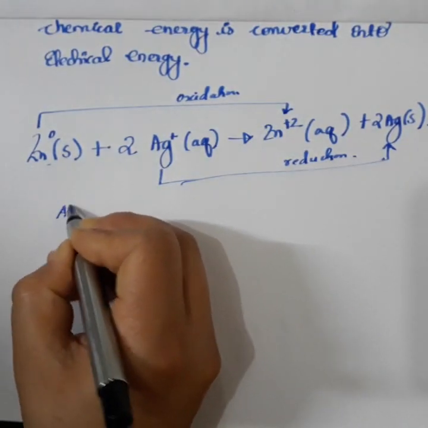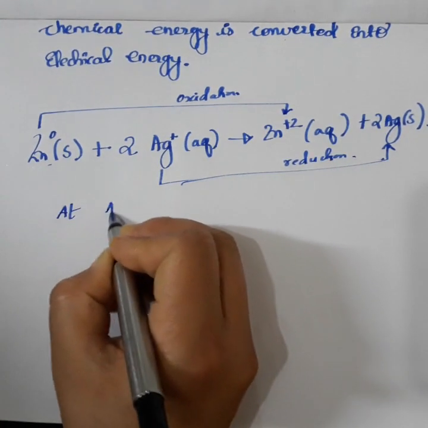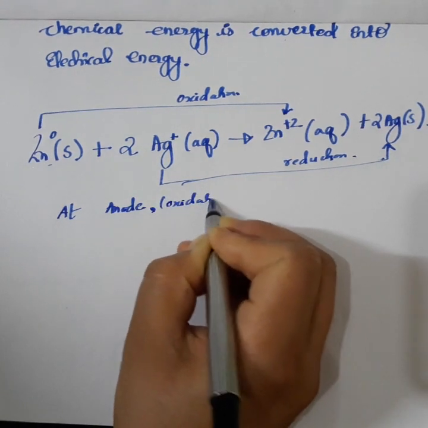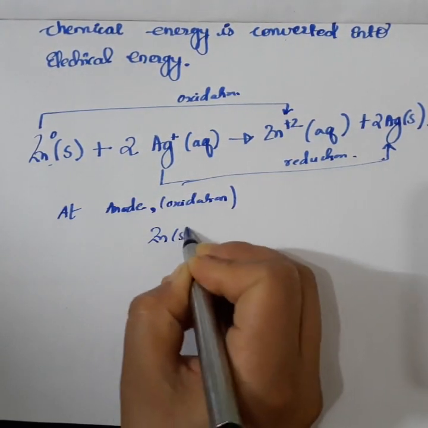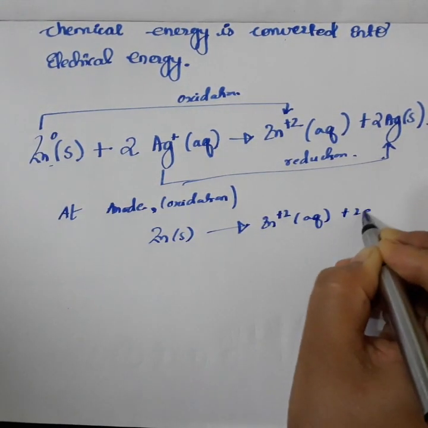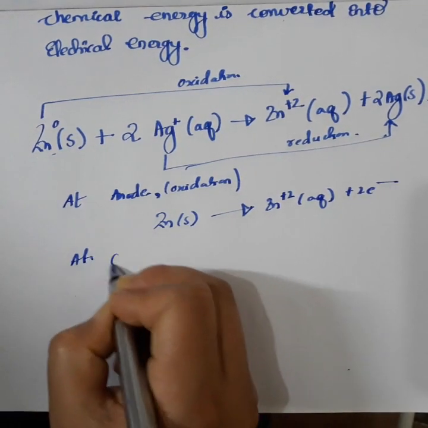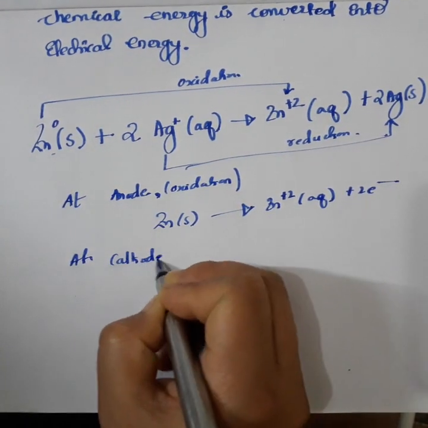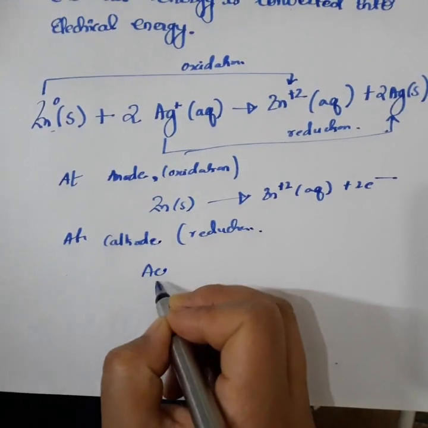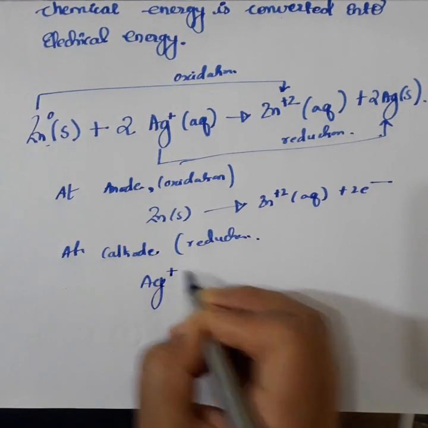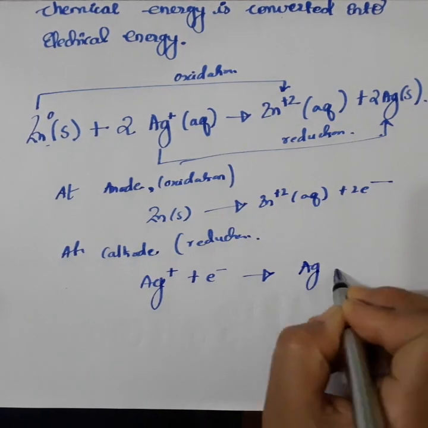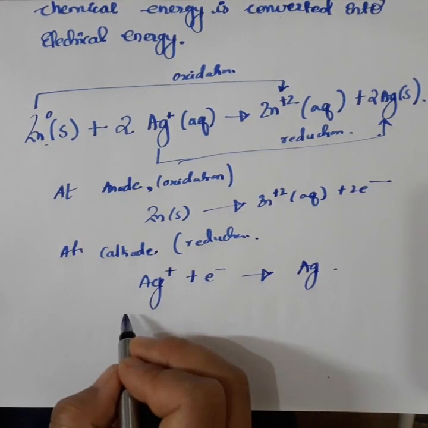So what half cell reaction is taking place at the anode? Oxidation, right? Oxidation of zinc to zinc ion. And at the cathode, reduction of silver ion to silver. Okay, now the depiction of your galvanic cell.